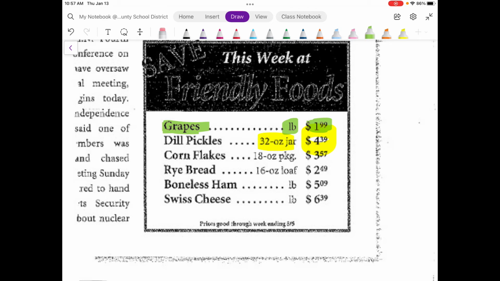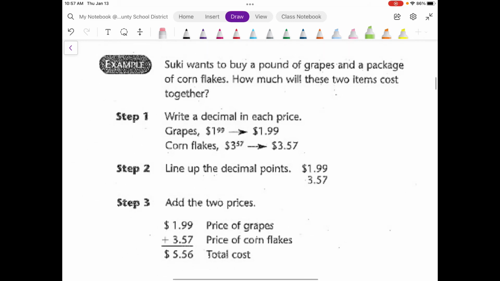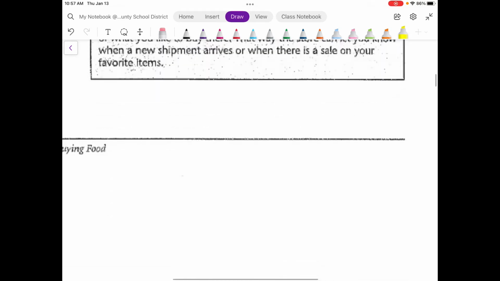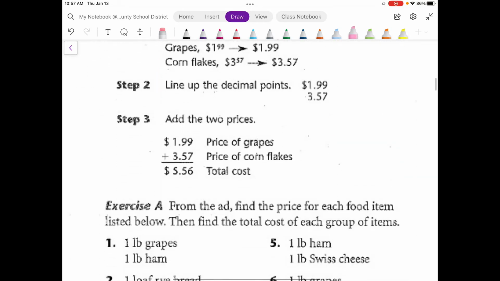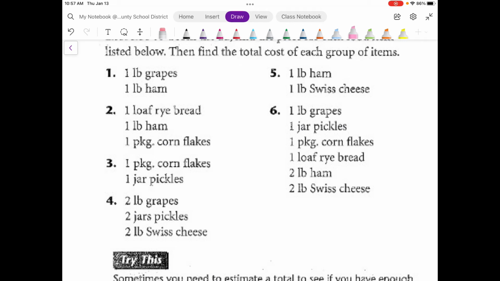Okay, so you are going to use this table to answer the questions on the next page. The first example is done for us. So if we want to buy a pound of grapes and a package of cornflakes, then I need to look on this table and figure out how much grapes are. Grapes are $1.99, cornflakes are $3.57. So I have $1.99 plus $3.57. This is my total cost. So that's what you're going to do for all of these. The only thing I want you to be careful with is if you have 2 of something.